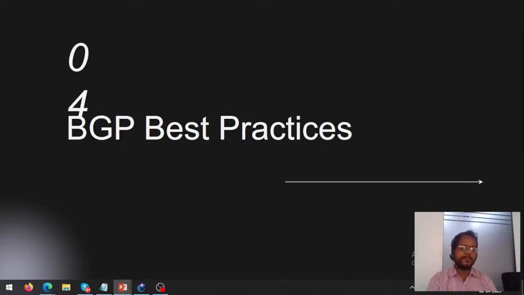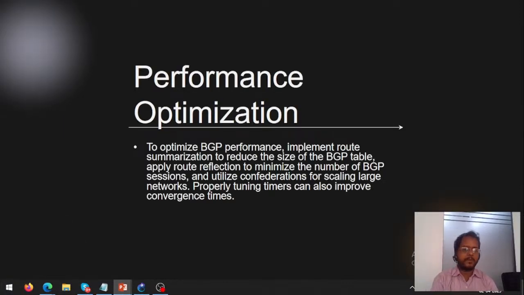Now, what are the BGP best practices? To optimize BGP performance, you have to implement route summarization to reduce the size of the BGP table, as in the case of EIGRP or OSPF also. You have to do summarization or aggregation. Apply route reflection, or a route reflector, to minimize the number of BGP sessions.